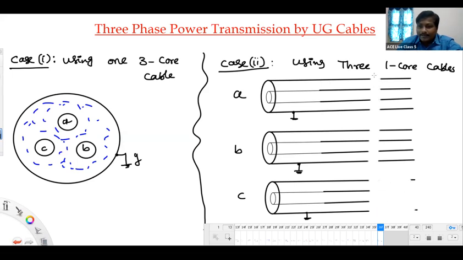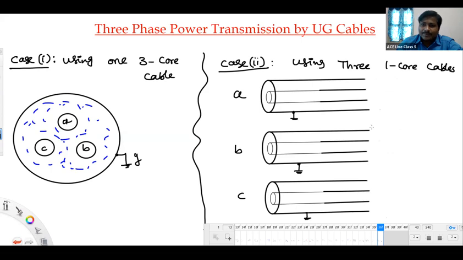So in this case, capacitance per phase is very easy to write. That is nothing but the capacitance per phase of any one of the cables. But first of all, before moving to that, tell me, in which one will heat production be less? Is it the three single-core cables or the one three-core cable?